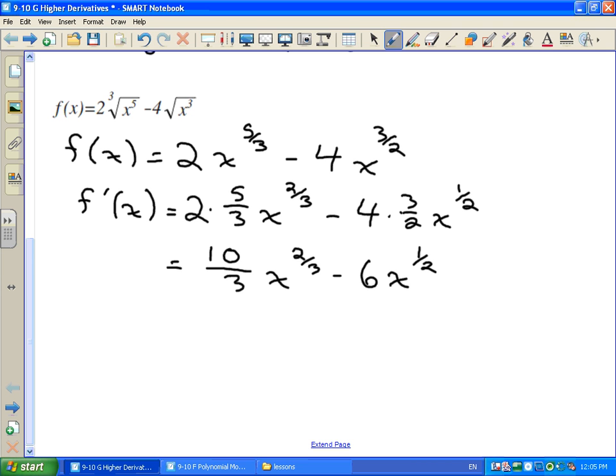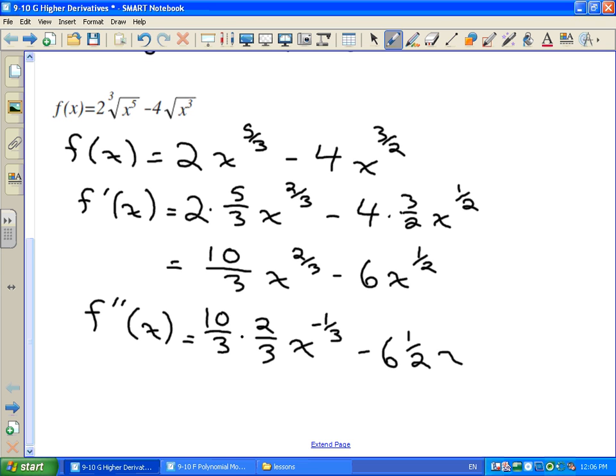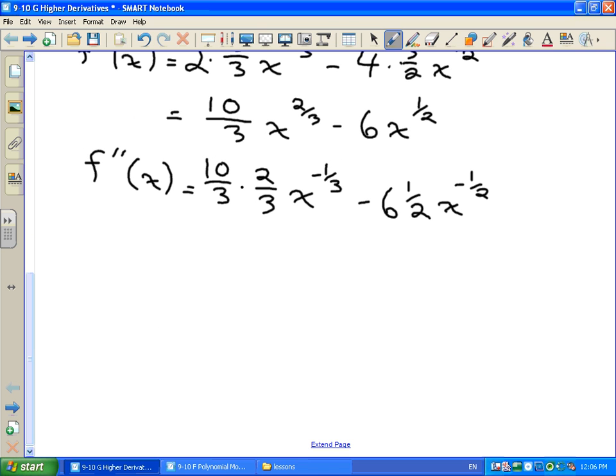My second derivative, I just repeat the process. So bring down my 2/3, I'll put the 10/3 out front. 10/3 times 2/3 x to the negative 1/3 as I subtract 1, minus 6 times 1/2 x to the negative 1/2, and clean this up again. So we'll get 20 over 9 x to the negative 1/3 minus 3 x to the negative 1/2.